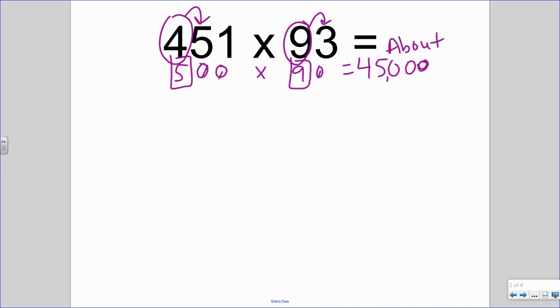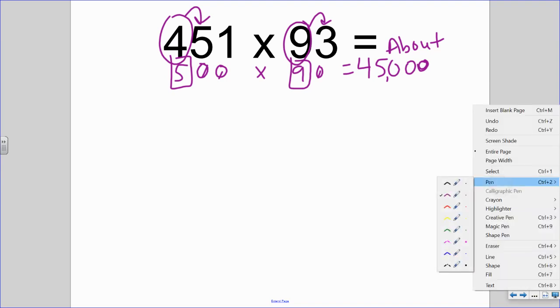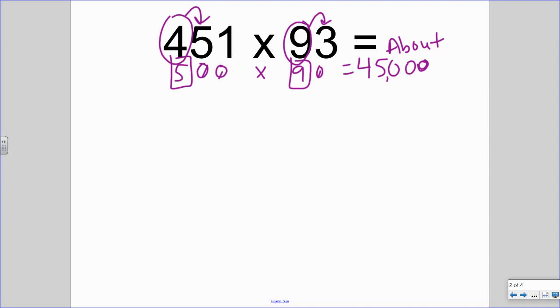That way, as you're working, you kind of know where you're heading. It's kind of like knowing where the finish line is when you're running a race. If you don't, you could find yourself kind of running all over the place. So I'm going to go ahead and kind of walk through this problem with you. And we know that the answer should be about 45,000.